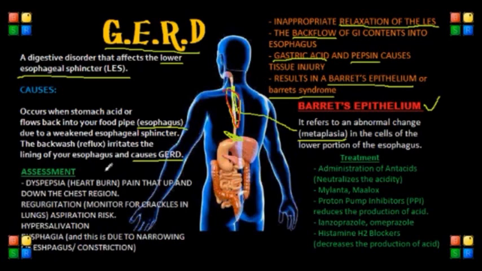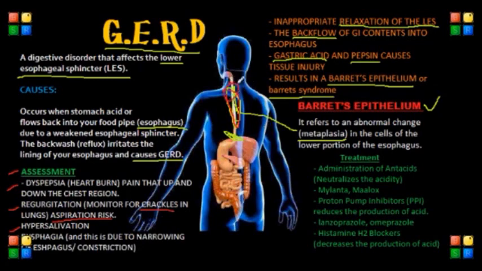So how do we assess our patients? We can see that the patient might have heartburn or what we call dyspepsia, and the pain can be up and down the chest region. There can also be regurgitation, so we have to monitor for crackles in the lungs because the patient can be at risk for aspiration. Okay, there could also be hypersalivation and dysphagia. Now, dysphagia could be due to the narrowing of the esophagus, so the constricting of the esophagus can cause dysphagia.